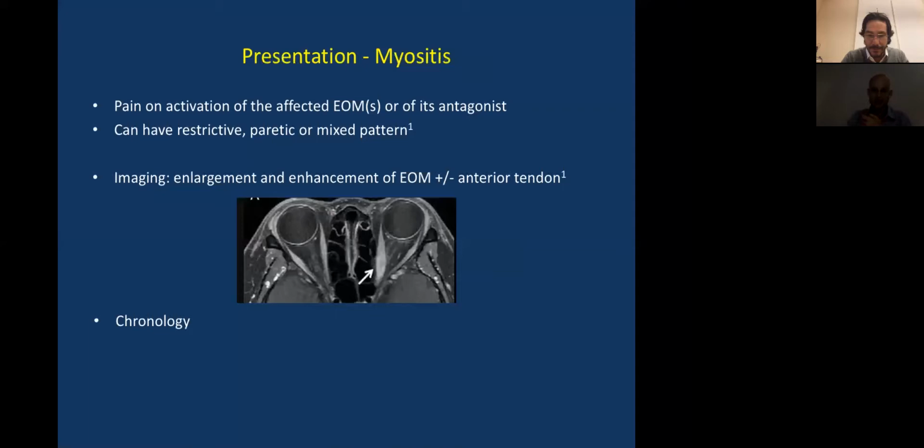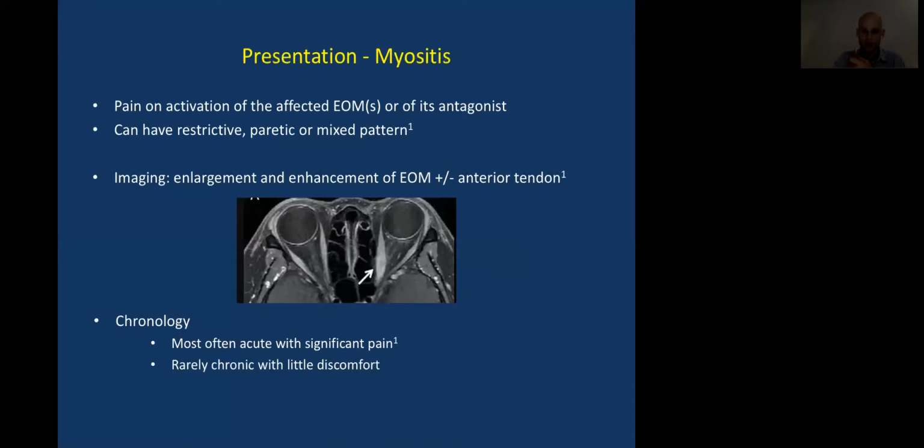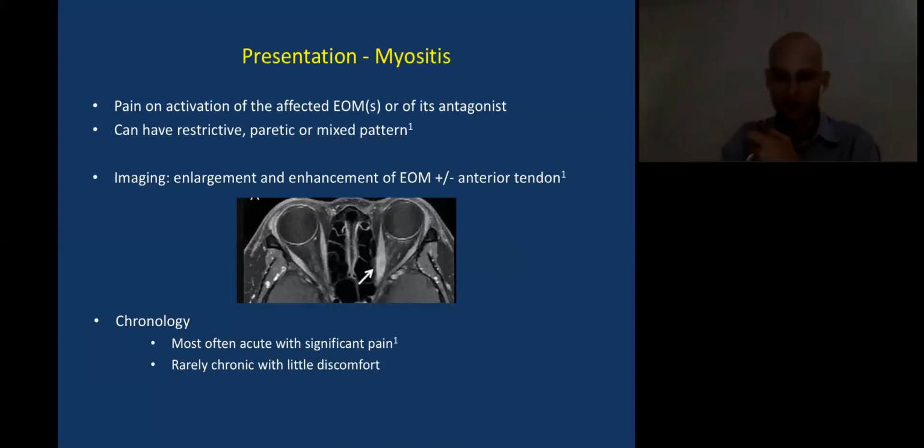When it comes to chronology, again, it can be acute or chronic. And if it's acute, which is the majority of cases, these patients come in with acute and significant pain. But there are some rare cases that have been published also of myositis where patients come in with enhancement and enlargement of the extraocular muscle. It's biopsy proven to be idiopathic myositis, for example, and they come in with very little discomfort, although that's rare.